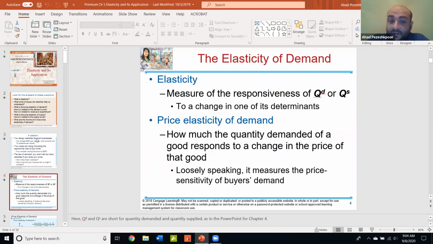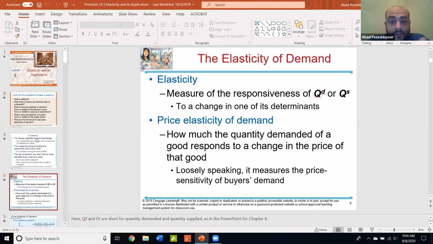The elasticity of demand measures the responsiveness of quantity of demand or quantity of supply. It tells us how responsive we are to a change in one of the dynamics of the market. Are we very rigid? For example, some goods are not really responsive. They're more stiff and not responsive. What goods? Basic goods, goods that we need.